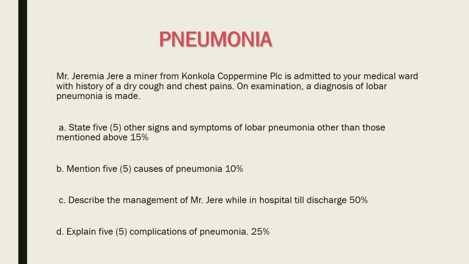Sign and symptom number 1, other than those mentioned, is nasopharynx. This is actually due to poor ventilation and labored breathing. Number 2, dizziness due to poor ventilation as a result of inflammation in the lungs. Then number 3, cyanosis, which is actually due to hypoxia. Fever, which is also due to the presence of the infection.